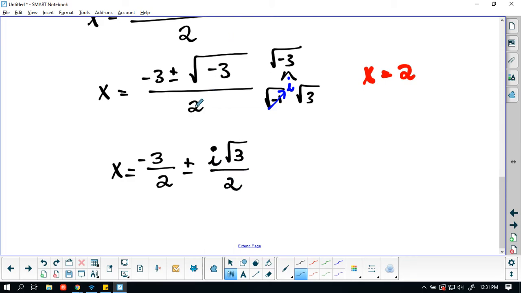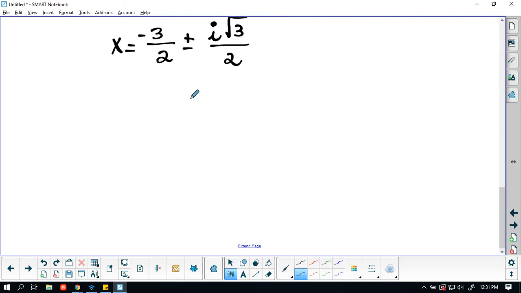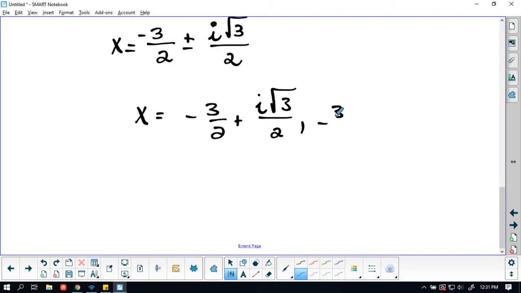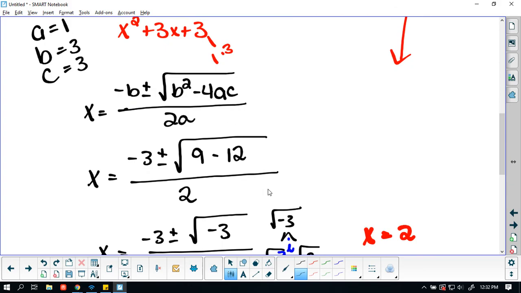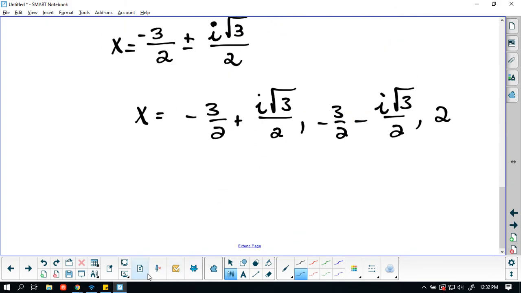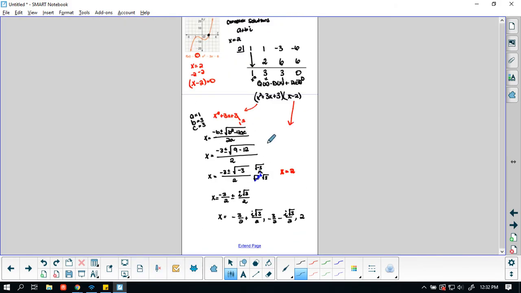All right, with this plus or minus, that means we have two different solutions. We have x equals negative 3 halves plus i root 3 divided by 2, and negative 3 halves minus i root 3 divided by 2. And my last solution was that 2, where we cross the x-axis. So these are three solutions. And again, notice how we have a degree of 3 here, and we ended up with 3 solutions. All right, so let me put this right here for a moment so you guys can see that.